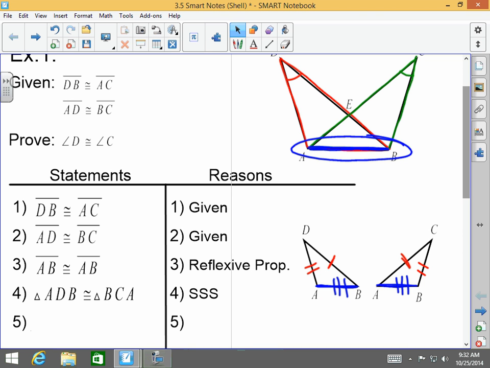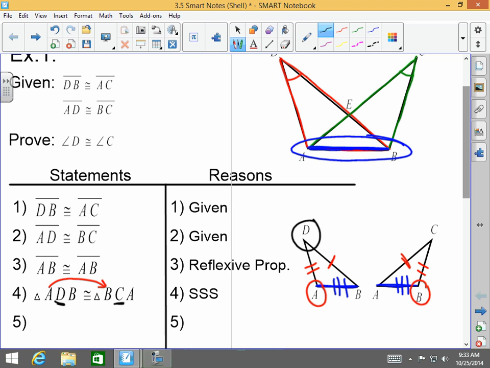Now, you may be thinking, wait a second, Mr. Morrow, you went ahead and labeled the triangles incorrectly. No, I did not. If you think about it, this A corresponds to this B, which it does. Okay? The D corresponds to the C, which it does. And this B corresponds to this A, which it does. So be careful how you label those triangles.